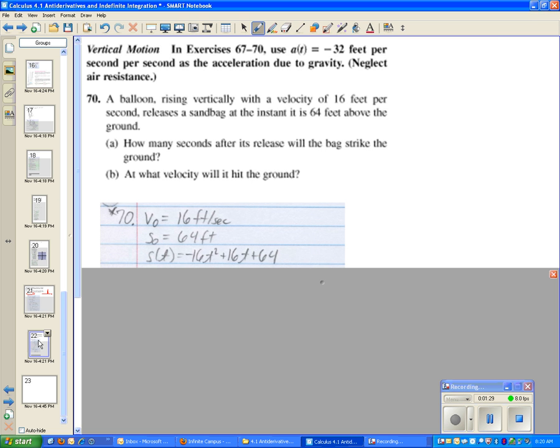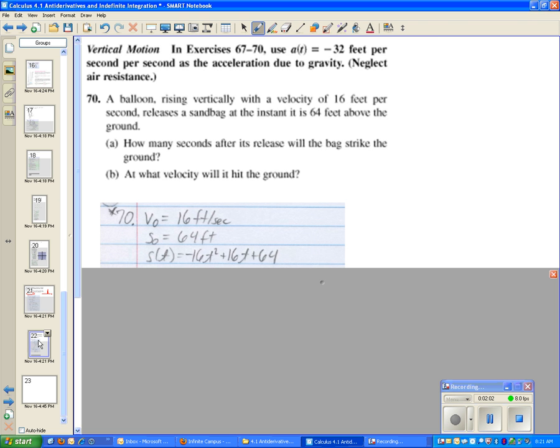The balloon is going up at a rate of 16 feet per second. So when we release the sandbag, if we were just standing at a platform 64 feet above the ground and released the sandbag, its initial velocity would be 0. But we're going up at a rate when we release it. So our initial velocity is 16 feet per second. The initial position, since we release it when we're 64 feet above the ground, is 64.